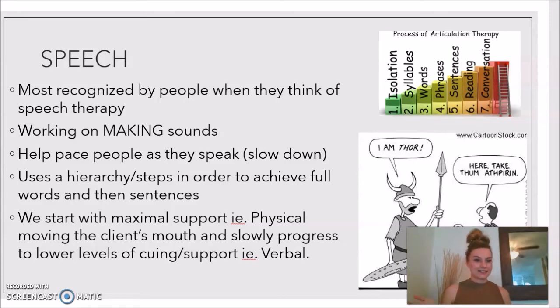As an assistant, I've worked with kids making different sounds, and we start with maximal support. So we might move their mouth, do physical touching, physical support that way. And eventually we move to verbal cues, until they get to the stage where they can produce a sound on their own. So that's a brief overview of what speech is.